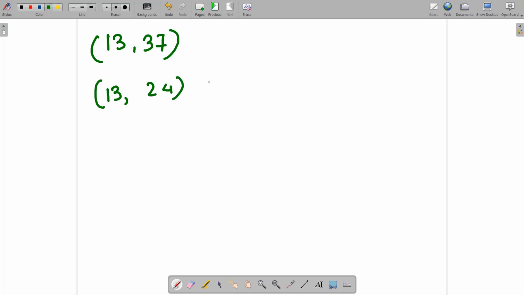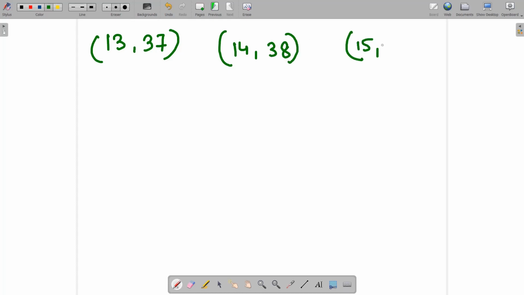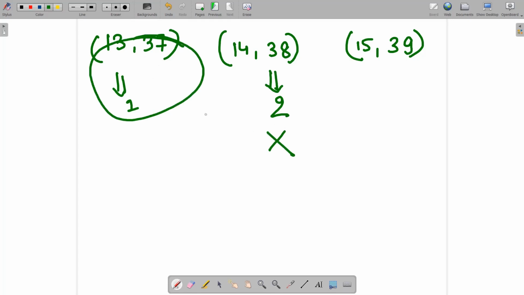Okay, so we need to extend this chain. It would be something like this. You can see the next element of the chain is going to be 14, comma, 25, I think. Wait a minute, sorry, this is not good. So the next element of the chain is going to be 14, comma, 38. And the next is again 15, comma, 39, and it goes something like this. You can see GCD is going to be 1 and GCD is going to be 2, so here our iteration will stop. So the length of the chain is going to be only 1.